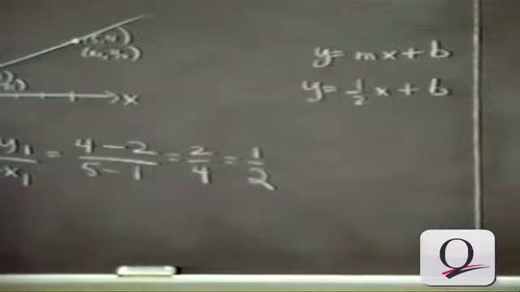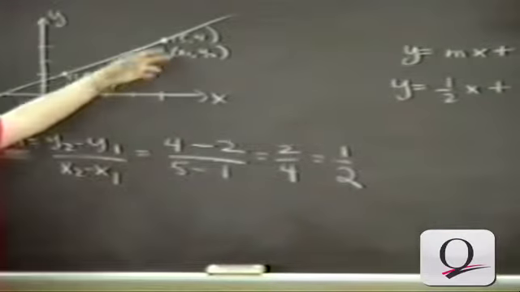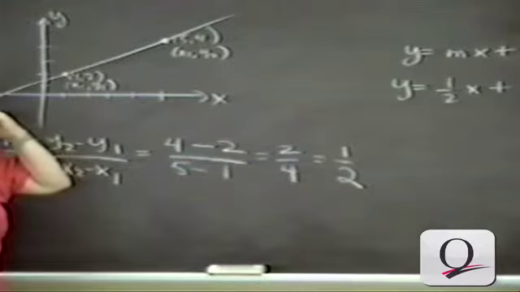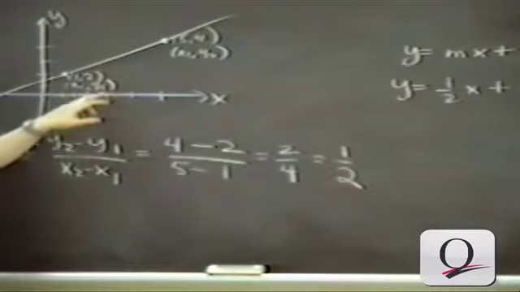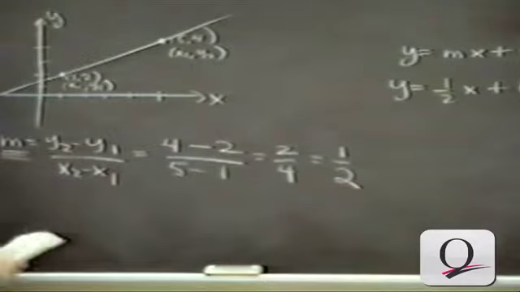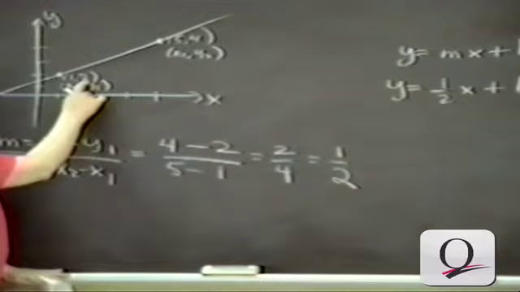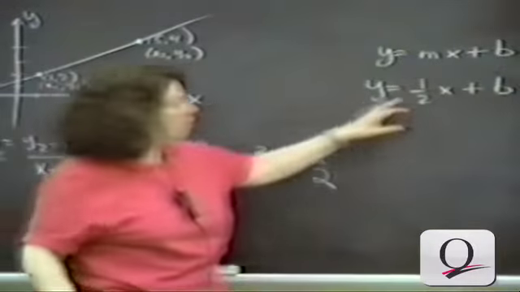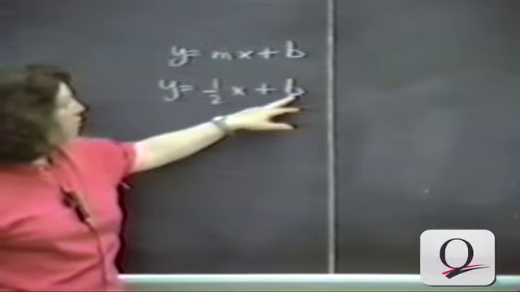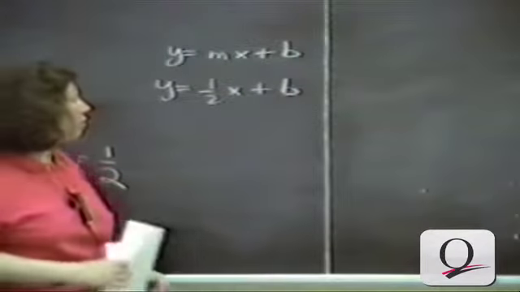And we know that we want this point to be on the line. Also, we know we want that point to be on the line. All you have to do is pick one of the 2 points. Either one will do. Substitute in this value for x, this value for y, and solve for b. Once you have found b, you will have the equation of the line.